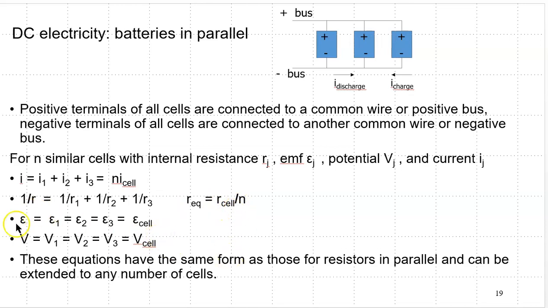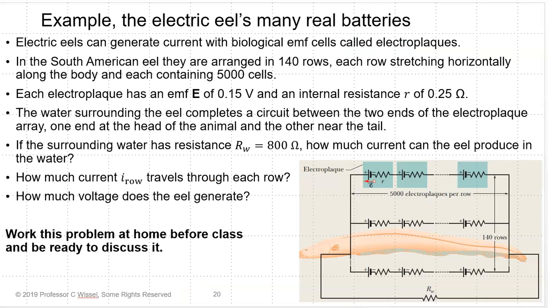EMFs are all the same. So E equals E1 equals E2 equals E3 equals E cell. V's are all the same. So V equals V1 equals V2 equals V3 equals V cell. Now the warning about these is that they aren't all the same. It'll be the weakest one. So in other words, the lowest E and the lowest V. Now these equations have the same form as for those for resistors in parallel and can be extended to any number of cells.